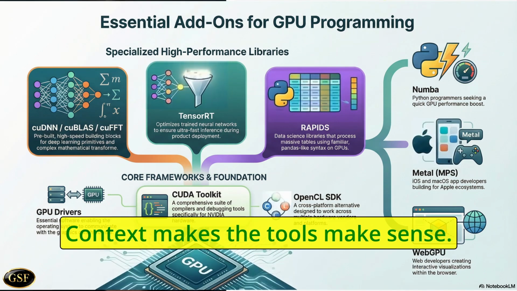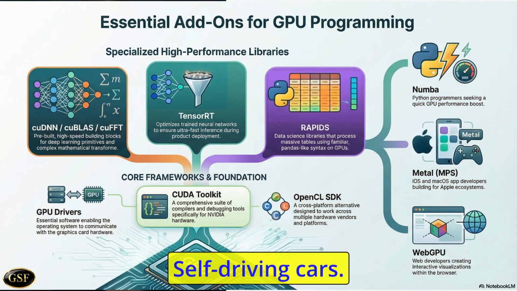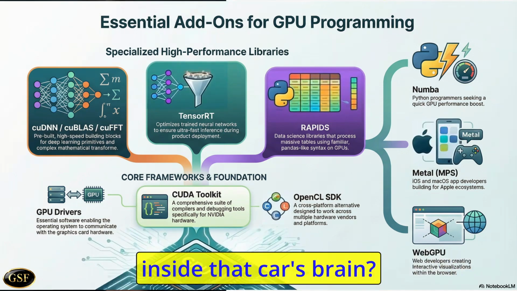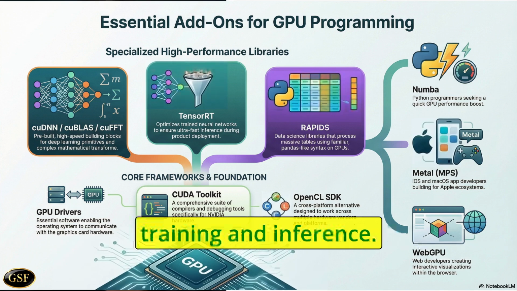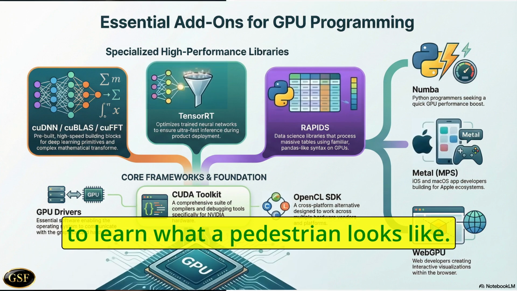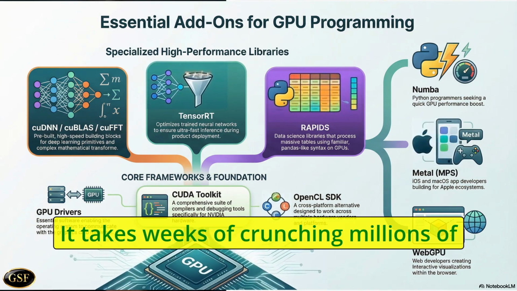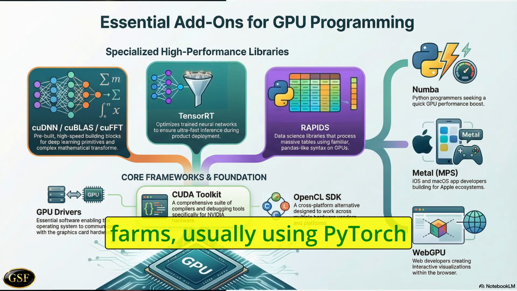Let's do it. Context makes the tools make sense. Okay, start with the most famous one. Self-driving cars. We all know they use GPUs, but what is actually happening inside that car's brain? This is a perfect example to explain the difference between training and inference. Before the car ever hits the road, it has to learn what a pedestrian looks like. That's training. It takes weeks of crunching millions of images on huge server farms, usually using PyTorch.